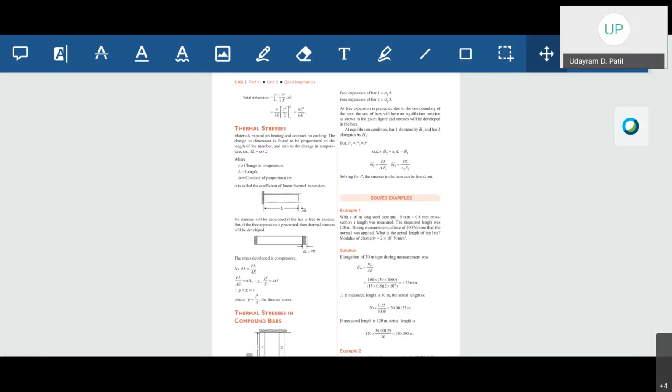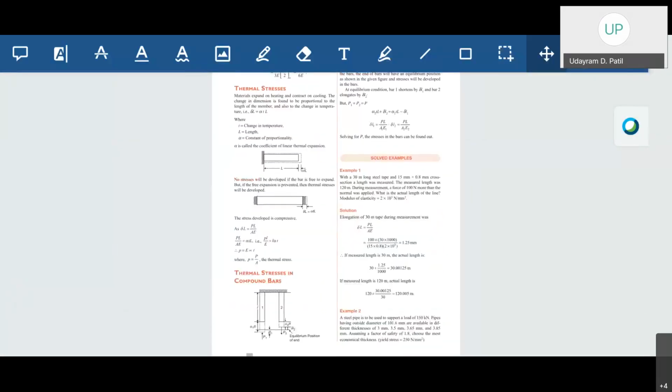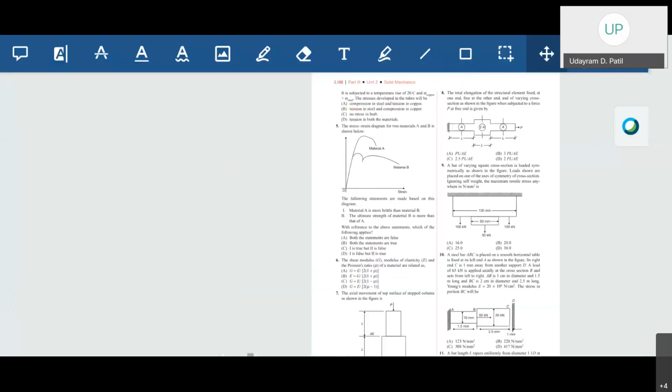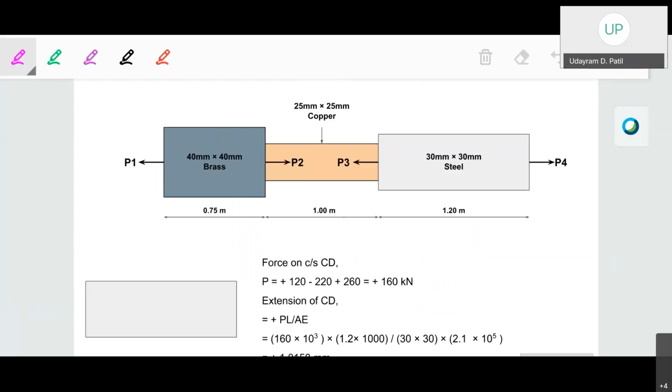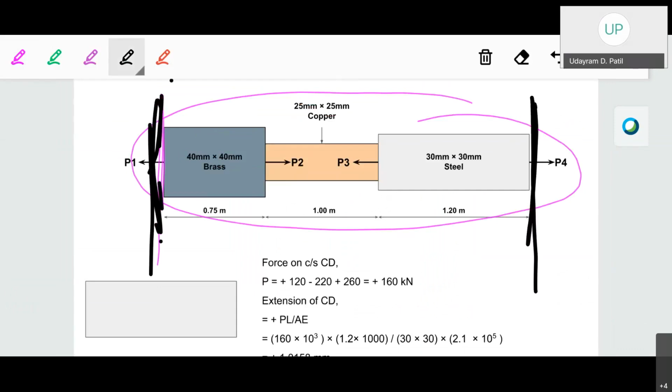That will be all for today's lecture. In the next lecture we will take the numericals on thermal stress. The same type of numericals as we just discussed will be there. Suppose in this particular case this particular bar will be subjected to a force, and its ends will be restricted. Therefore you will have to calculate the stress formed in this particular section by applying the particular formula.